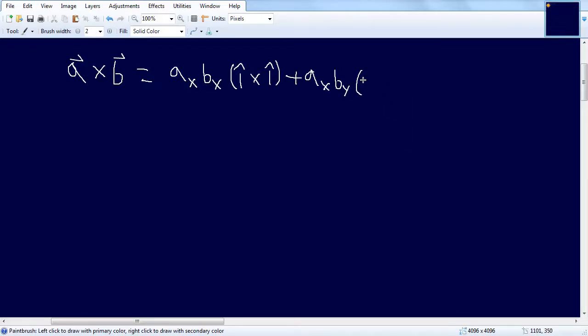So i hat cross j hat. Then I can add that to the effect of ax times bz times the effect of those unit vectors, so i hat cross k hat. And yeah, just write this out, keep adding on for all 9 of them, which I'm also going to do off screen, so one moment.